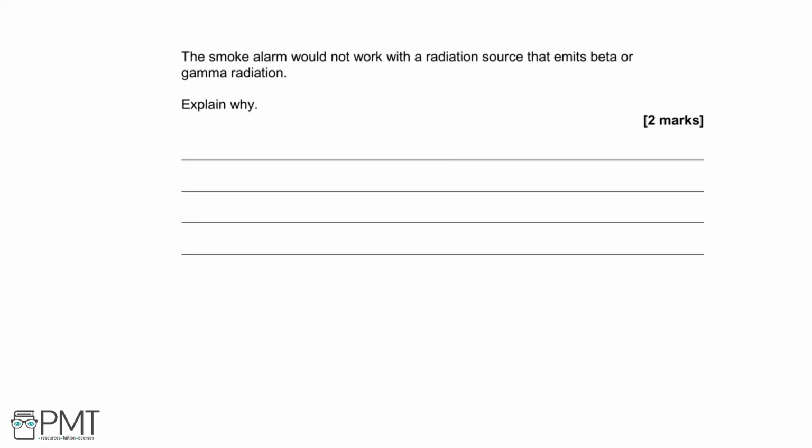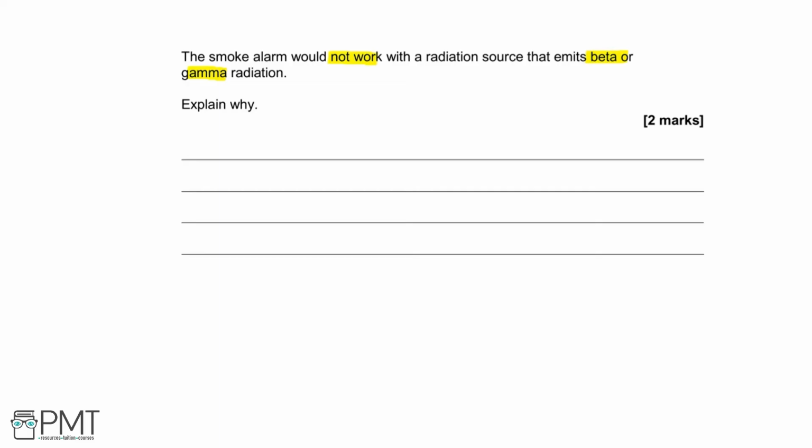The smoke alarm would not work with a radiation source that emits beta or gamma radiation. Explain why. So the whole reason that the smoke alarm works is that the alpha particles are absorbed by the smoke particles. And the property of alpha radiation that allows this to happen is that it does not penetrate very far. So it's easily absorbed by the smoke.